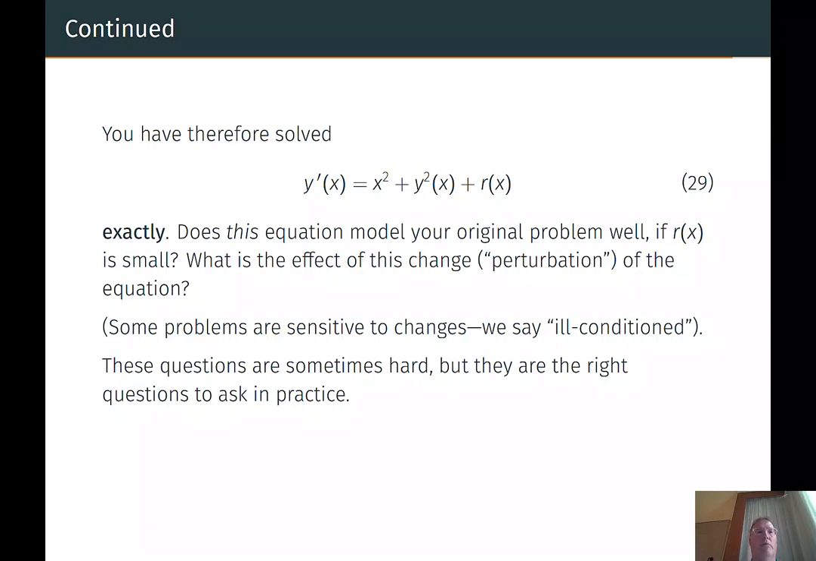And what that was is they were rude. They didn't have good manners. And so you can say, if your equation is rude and doesn't have good manners, then a small change in it will change the answer quite a lot. Now, answering these questions, does this equation model your original problem well, or is it sensitive to changes? Sometimes those are hard, but you need to do those anyway. You need to say at some point, is my model a good model of the situation? And is my model sensitive to some of the things that I'm ignoring? So they're the right questions to ask in practice. So by using that tool, you're not adding to the amount of work that you have to do. You're just using normal common sense.